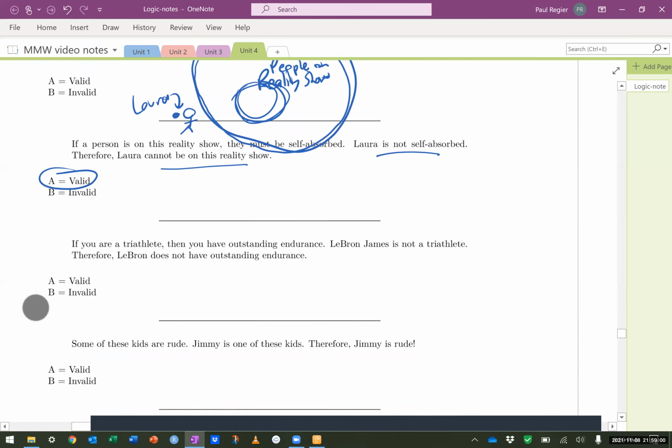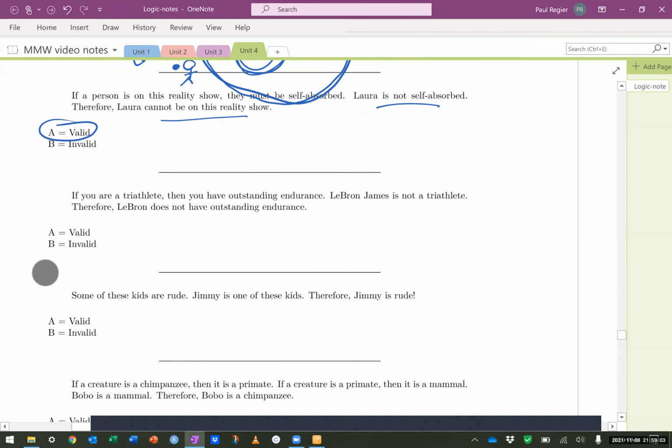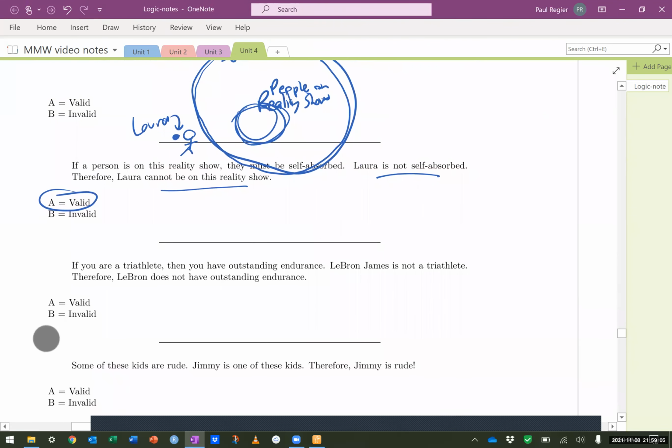All right, let's do one more and then the rest I'll leave for a quiz, okay? So if you are a triathlete, then you have outstanding endurance, okay? Think about how we could set this diagram up. So triathletes, and then if you're a triathlete, then you must also be part of the people that have outstanding endurance. Okay.